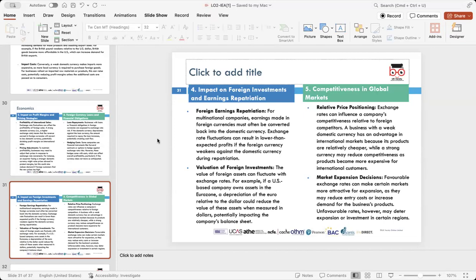Market expansion. Favorable exchange rates can make certain markets more attractive for expansion as they may reduce entry costs or increase demand for the business's products. Unfavorable rates, however, may deter expansion or investment in certain regions.